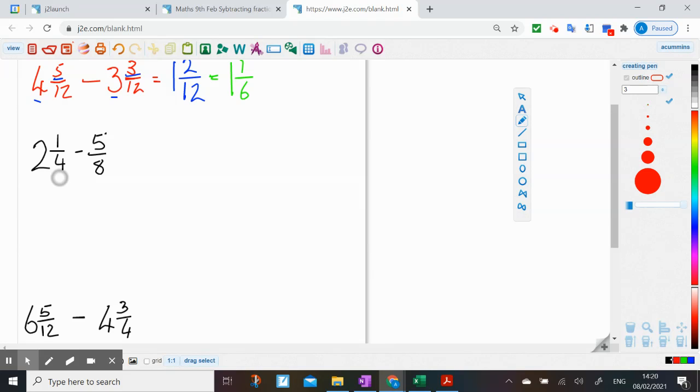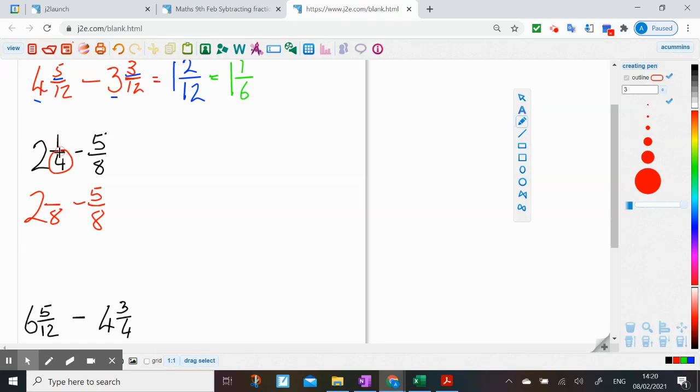So let's get my red. The first thing we need to do, same again: the denominators are not the same. Let's make them the same. So 2 1/4 subtract 5/8. Well, you're probably hopefully already shouting that you can make quarters into eighths. So let's do exactly that. I'll keep my 5/8 the same, and instead of it being 2 1/4, it's going to be 2 and how many eighths?